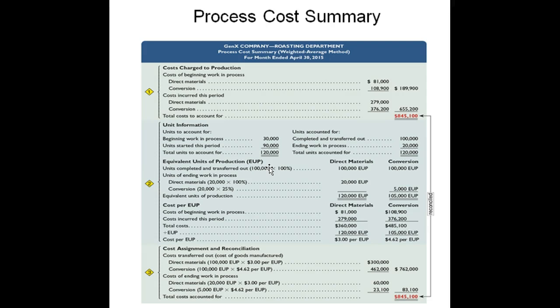And even though you may have 100,000 parts, they may be only 50% complete. So we're only going to say they're 50% complete. So instead of 100,000 units to calculate costs on, we're going to calculate the cost on 50,000 units because they're only half complete.